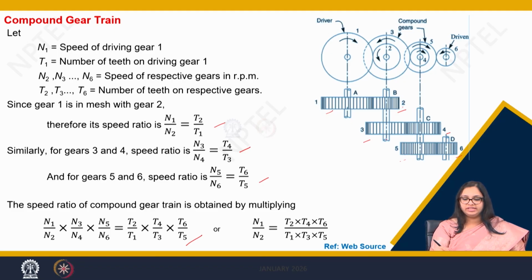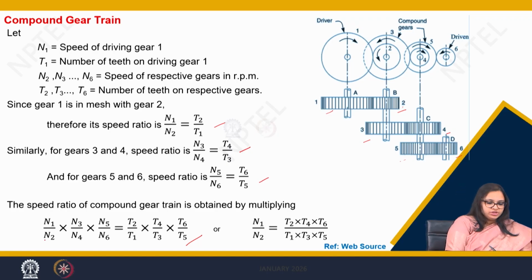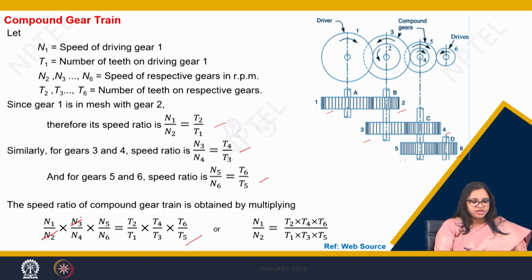Since N2 and N3 are housed on this shaft B, their speed is the same. So this gets cancelled out. Now my N4 and N5 are also housed on the same shaft, so N4 and N5 also get cancelled out because they are equal. So finally my equation boils down to N1 by N6 is equal to T2 multiplied with T4 multiplied with T6 divided by T1 multiplied with T3 multiplied with T5.